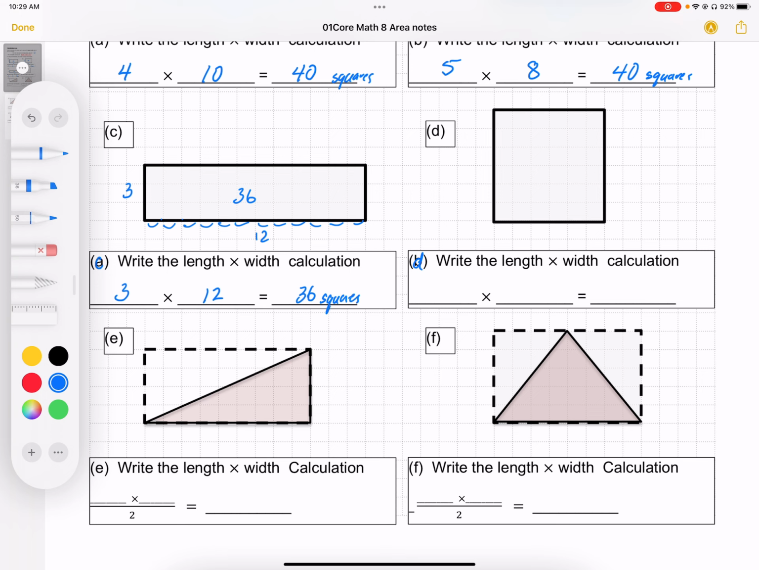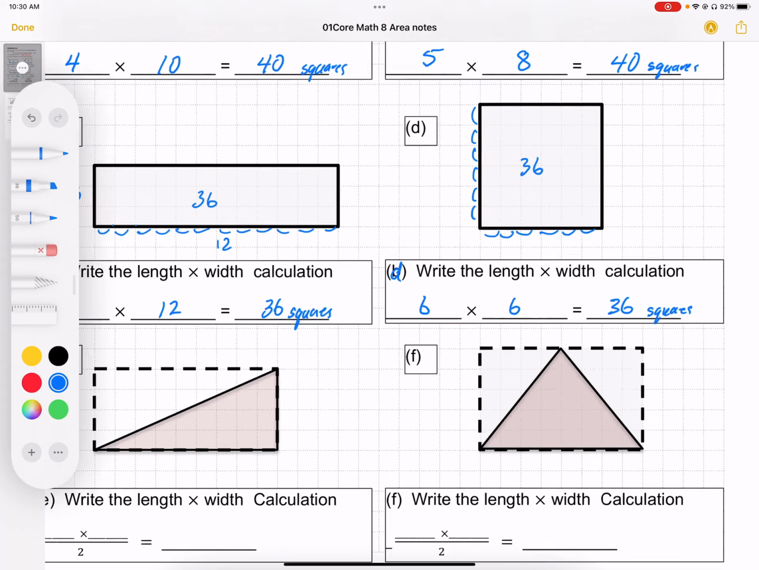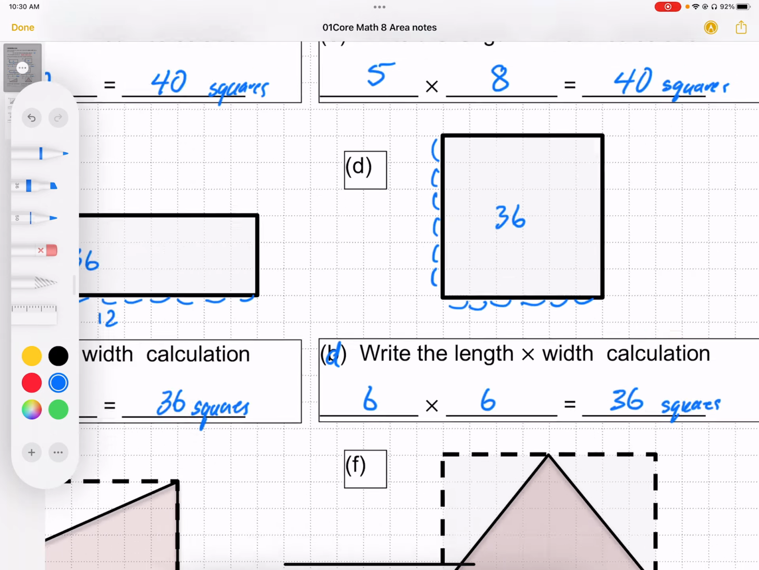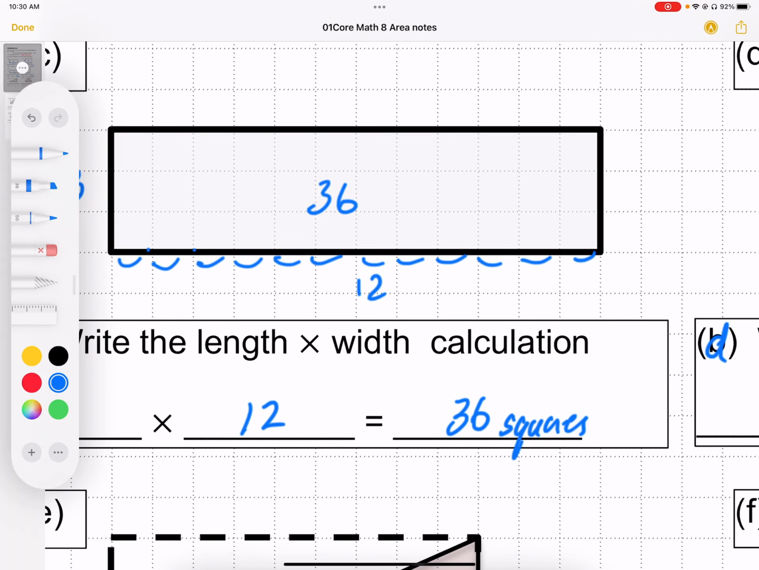For D, it's going to be a square. So we have 1, 2, 3, 4, 5, 6. 6 and 6. And that's going to give us 36 squares of area as well. Okay, so although the shapes are different, the areas are exactly the same because if we count up the number of squares inside that diagram, we're going to get 36 here and 36 here.